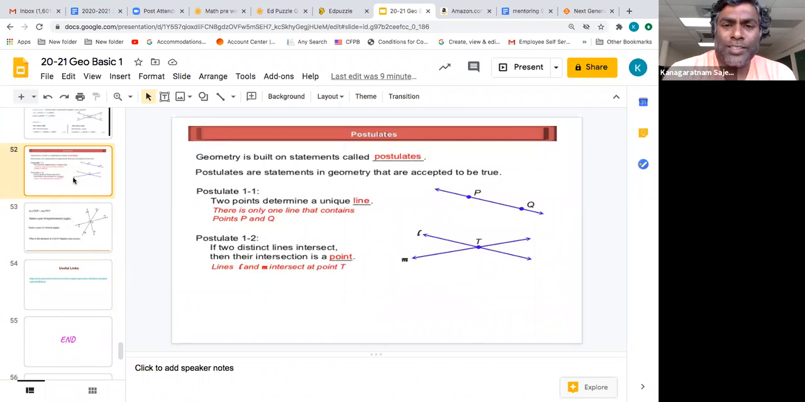Postulate. What is a postulate? We already looked into it. Geometry is built on statements called postulates. Postulates are statements in geometry that are accepted as truth. Like a point, we accept that a point exists, but it doesn't have thickness, length, or width.